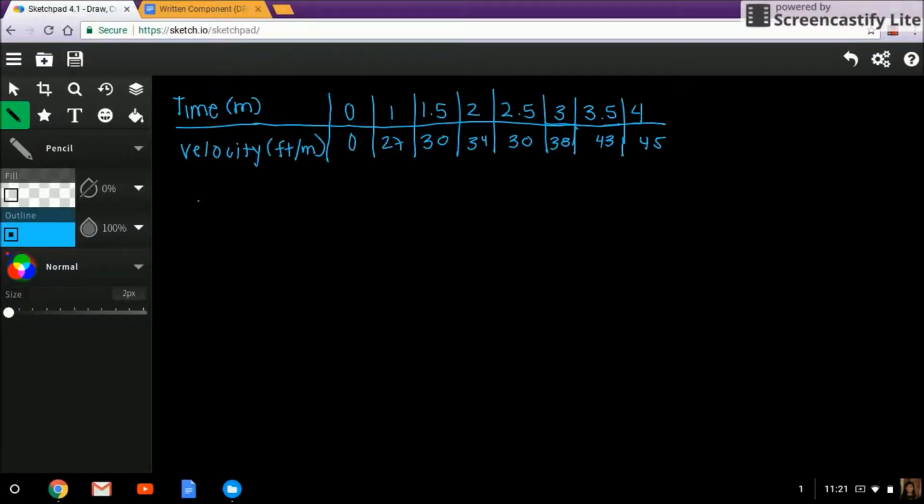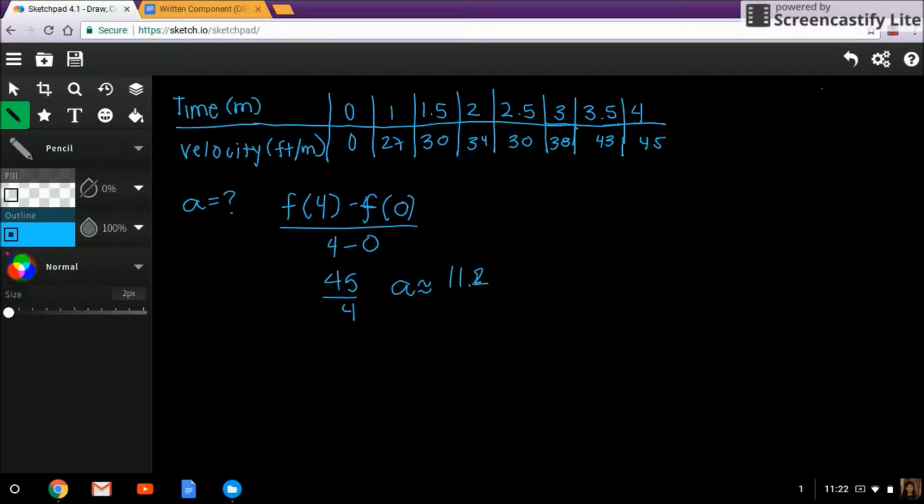We want to find Sarahi's average acceleration in the interval. We will be looking at the data table. In this case, we will take the highest and lowest points and create f of 4 minus f of 0 over 4 minus 0. We will get 45 over 4, leading to the answer that acceleration is approximately 11.25 feet per minute.